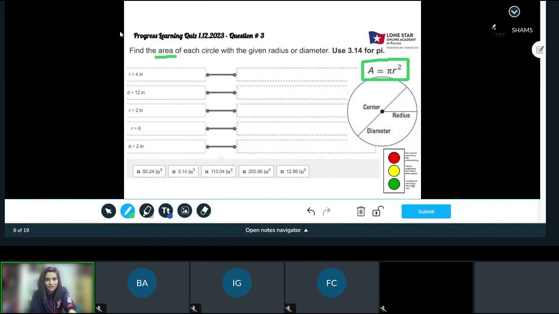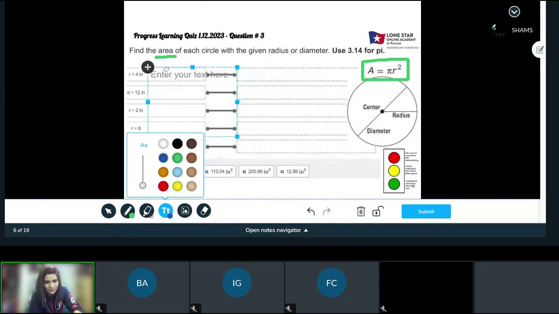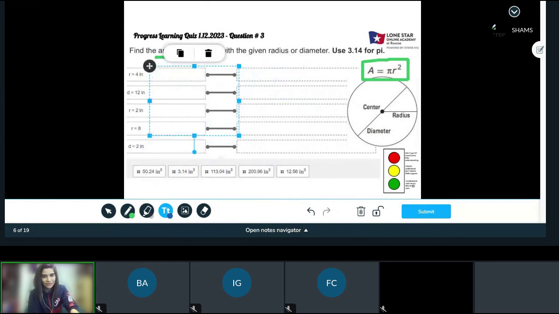First, in this first question, the radius is 4. If I have the radius, it is important for me to find radius squared, because in the formula you see it is r squared. I will do r squared first. Let me put the square symbol. That means I will do 4 squared, right?